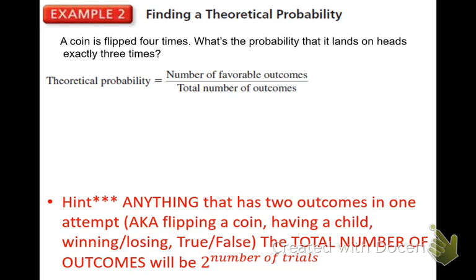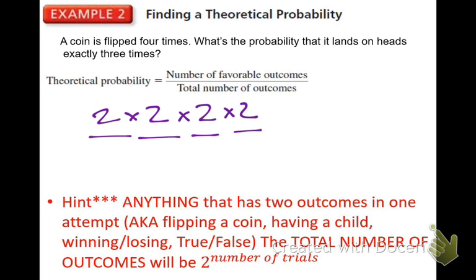We found the total number of outcomes to be 16 because we had 4 events and we did 2 times 2 times 2 times 2. Anything that has 2 outcomes in it: flipping a coin, heads or tails; having a child, what are the 2 options? Winning or losing, forget about ties. Usually you win or you lose. True and false, 2 options. Anytime that happens, you can do a shortcut.